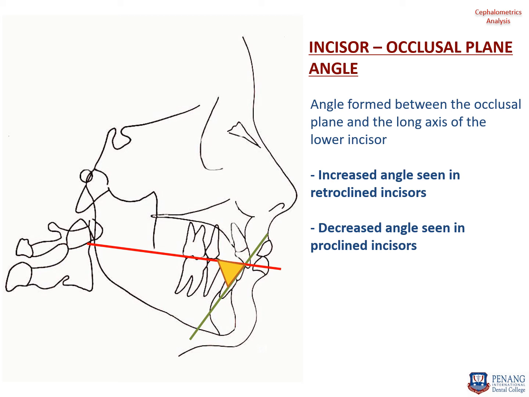Okay, the next parameter we will be discussing is the incisor to occlusal plane angle. This is again easy to construct. You construct occlusal plane and then you draw the long axis of the lower central incisor. Okay, and the angle formed between these two planes will give you incisor to occlusal plane angle. So what is the clinical implication of this? If you see an increased angle, you can say that the incisors are retroclined. Okay, whereas if you see a decreased angle, then you can imply that the patient has proclined incisors.